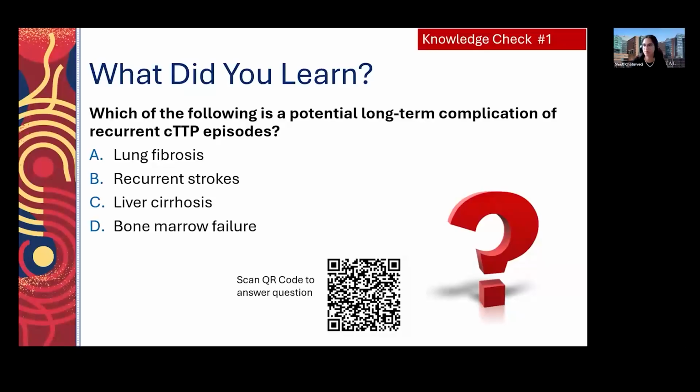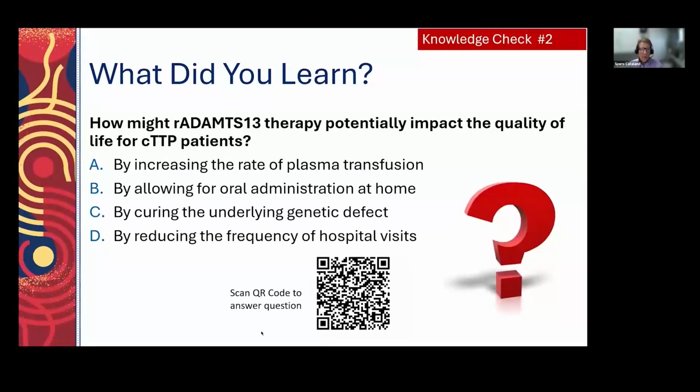I'm going to hand over back to Dr. Cataland now. Yeah, well, thank you both very much. We'll let you take another crack at these knowledge check questions as we're coming up to the hour where the webinar will end. You can scan the QR code to do that.